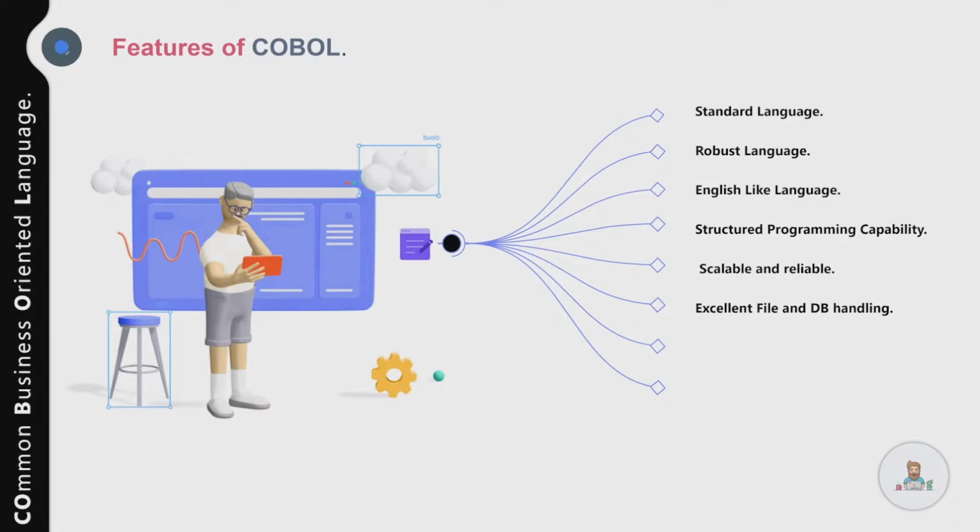COBOL is scalable, reliable with excellent file and database handling capabilities. COBOL can very well handle huge volumes of transactions and due to this fact, COBOL still handles more than 70% of world business transactions. COBOL is suitable for everything from simple batch reporting to complex banking transactions. COBOL is platform independent and it supports object-oriented programming. That means you can write your business logic in the form of classes and then you can use those classes in your program.